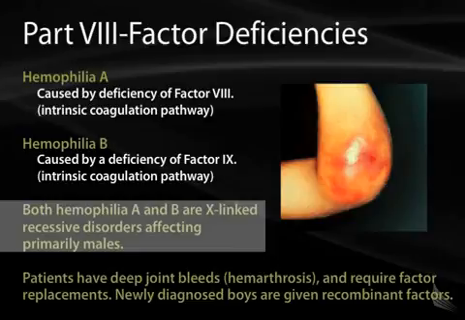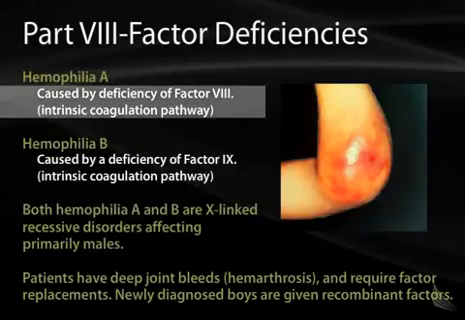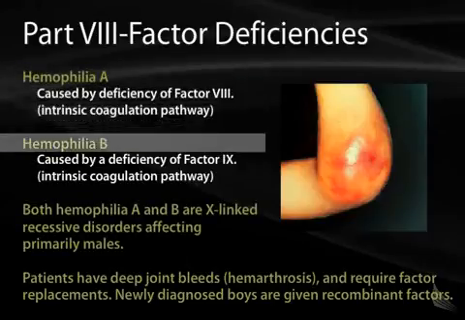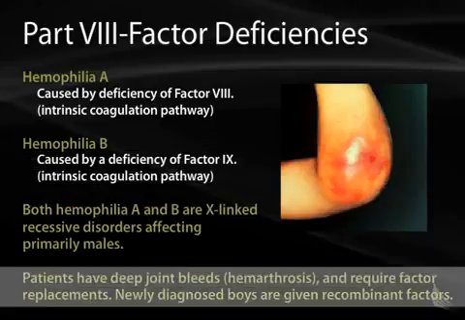So with the hemophilias, remember that both of these, A and B, are X-linked recessive disorders, so you're going to see this in males. Hemophilia A is caused by a deficiency in factor 8, and hemophilia B is caused by a deficiency in factor 9. So if you can remember B9, then that will help you remember. So A is 8, B9. Patients with hemophilia will come in with deep joint bleeds called hemarthroses and require factor replacements. Newly diagnosed boys are given recombinant factors.